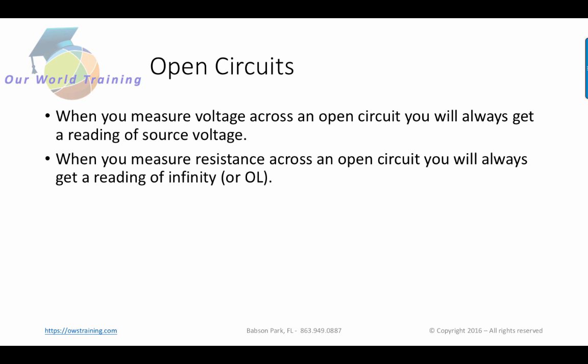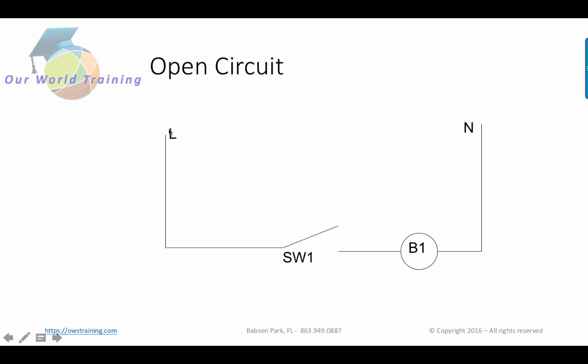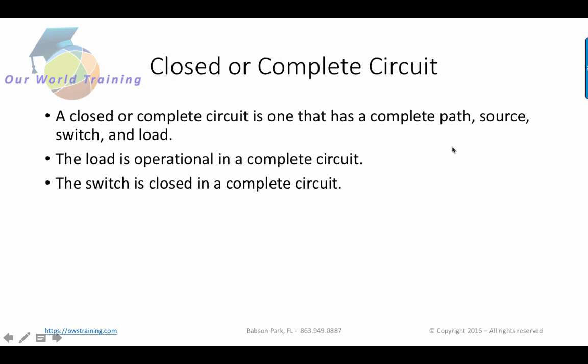When you measure voltage across an open circuit, you'll always get a reading of source voltage. When you measure resistance across an open circuit, you'll always get a reading of infinite or OL on a lot of the digital meters, for open line. So again, source is whatever voltage is connected to. If I go back to this circuit here and took a voltage reading from there to there, I would get 120 volts because there's no complete path for electricity to flow.